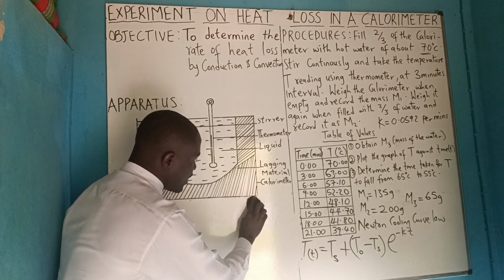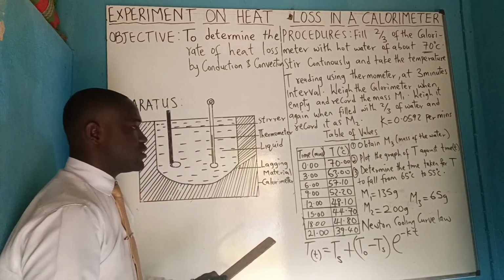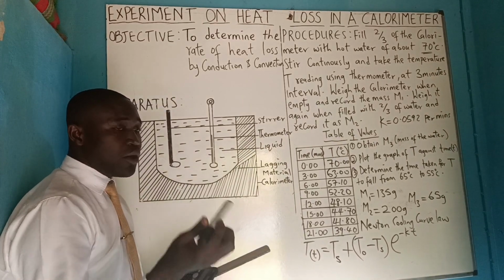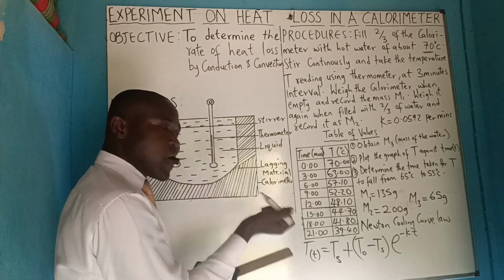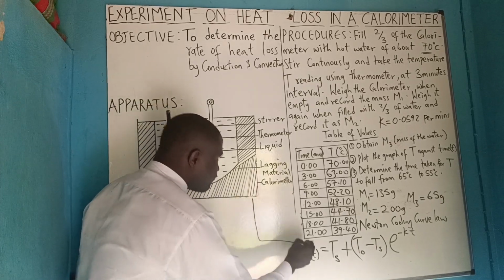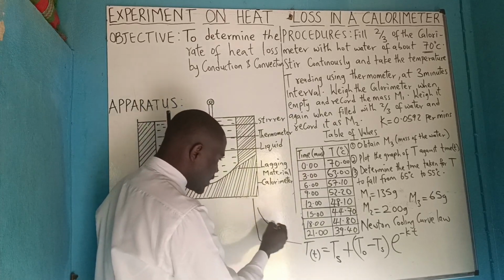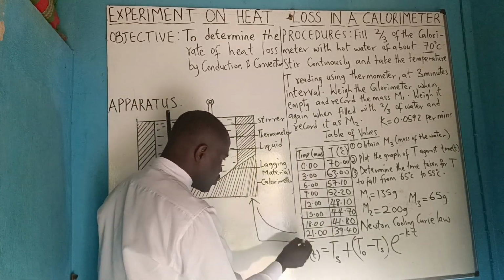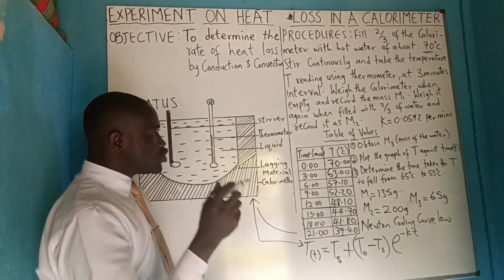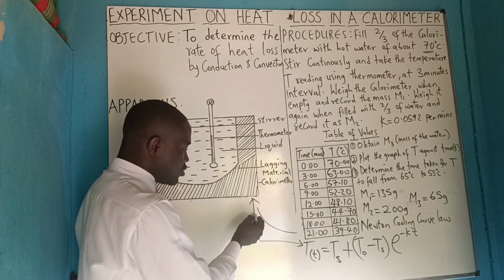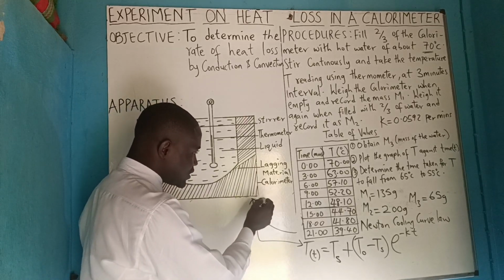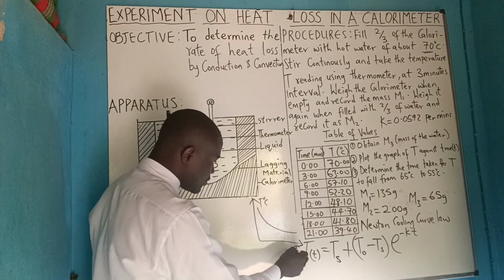When I plot the graph, I will show you how to get it. Yes, but the summary of it is that if you plot the graph of temperature against time and it goes like this, obviously it must go like that. What you do is go to the temperature axis. This is temperature and this is time.